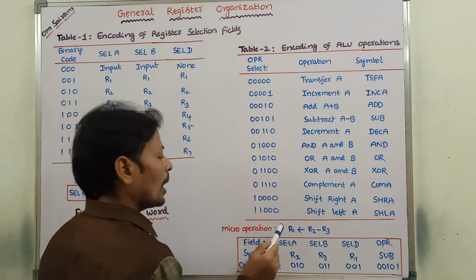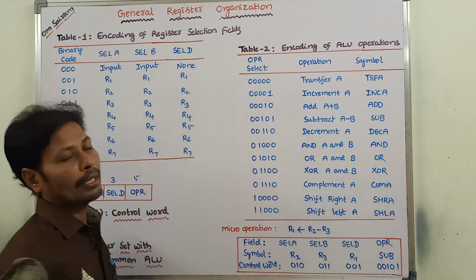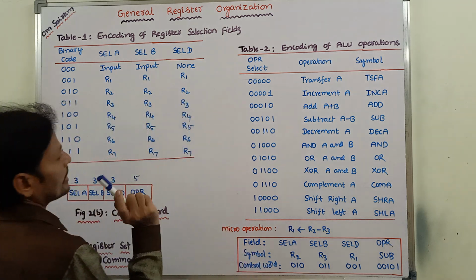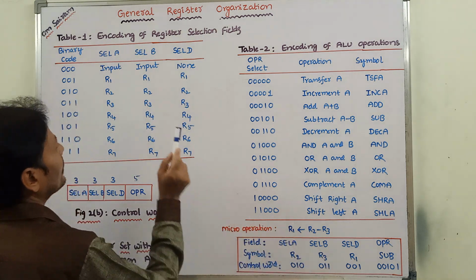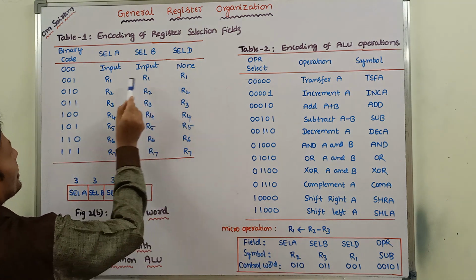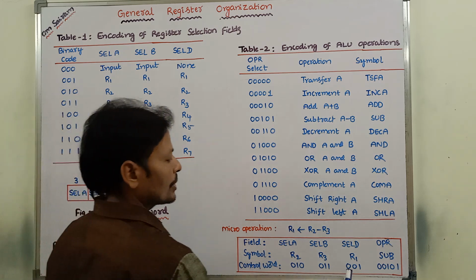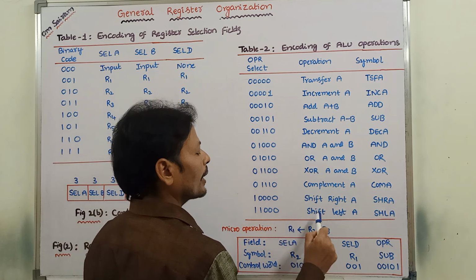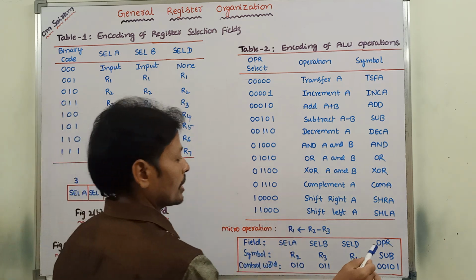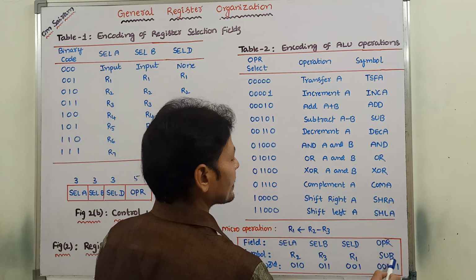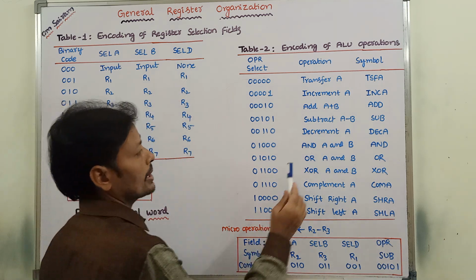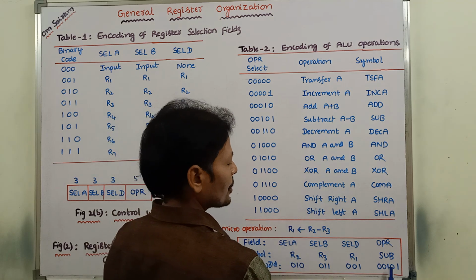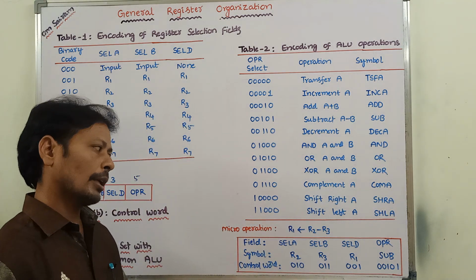Next, what is the destination register here? R1. That can be decided with SELD. In SELD we have to use the R1 register. What is the corresponding binary value? That is 001. Then what operation we have to perform? Subtraction operation. In the OPR field we have to write the subtraction operation. What is the binary value in 5 bits? That is 00101. This is the control word.